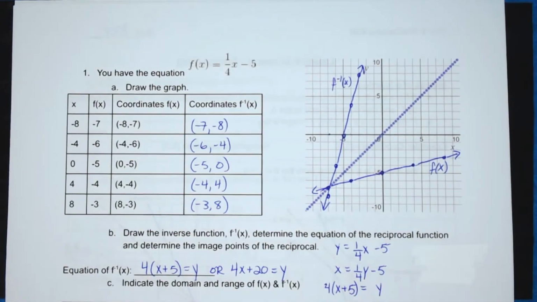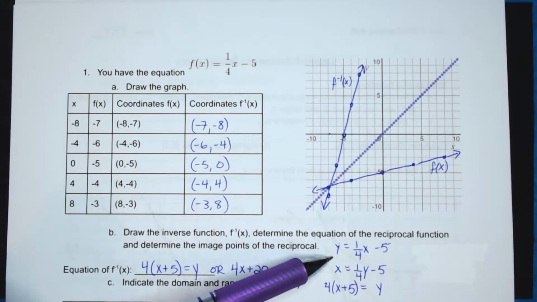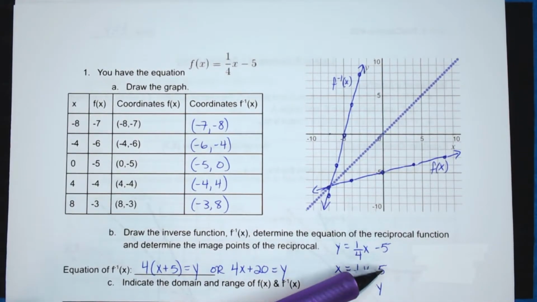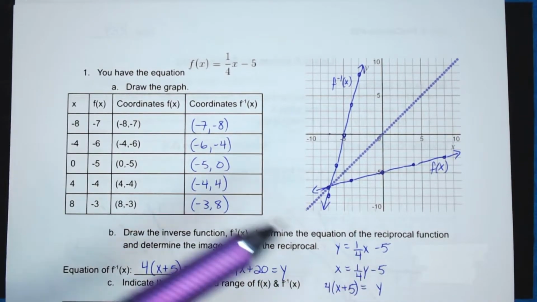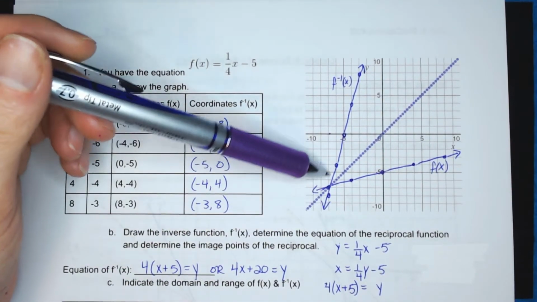How we determine the equation of this f to the minus 1 of x line or graph I'll talk about in just a little bit, but the basic thing that you do is you write out your original equation, you switch the x and y, and then you solve it back into that y format. So to get to this, we would add 5 to both sides, x plus 5, and then multiply both sides by 4. So that's why we have 4 times (x plus 5) equals y. And if you graph this line, you would see that that is true, these two lines.